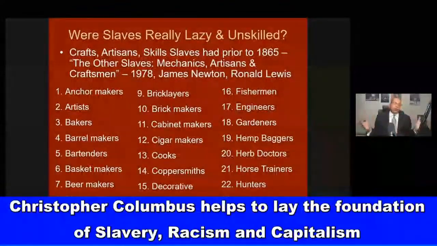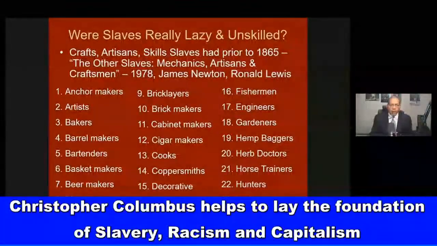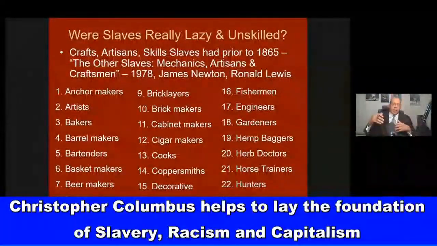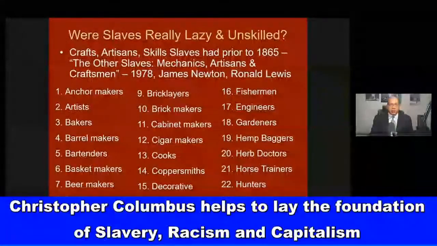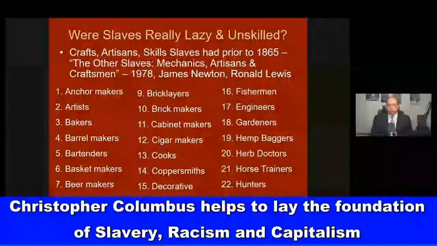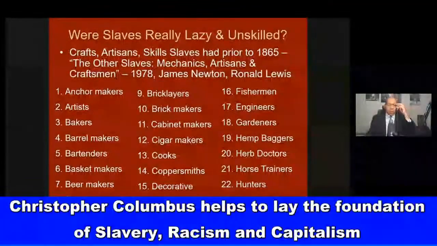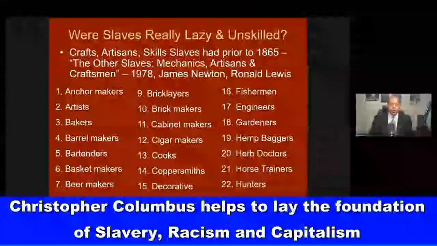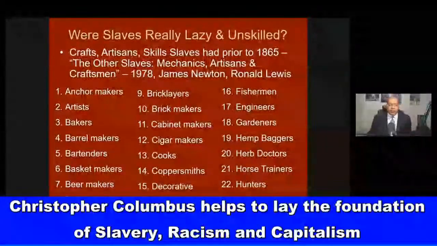All right, now we know there are at least 262 skills, trades, and crafts that African people had in this country from 1619 to 1865. We were the anchor makers, artists, bakers, barrel makers, bartenders, basket makers, we dealt with decorative furnishing, we were jockeys, herb doctors, horse trainers, gardeners, brick makers, fishermen, engineers. The book of the Other Slaves, Mechanics, Artisans, and Craftsmen, 1978, by James Newton and Ronald Lewis, goes through and breaks this down. There were at least 262 skills, trades, and crafts that African people had in this country from 1619 to 1865.